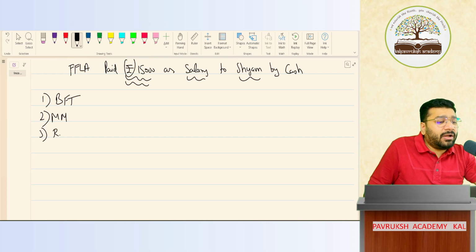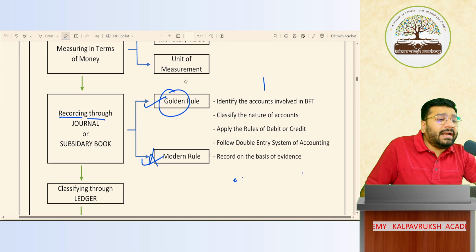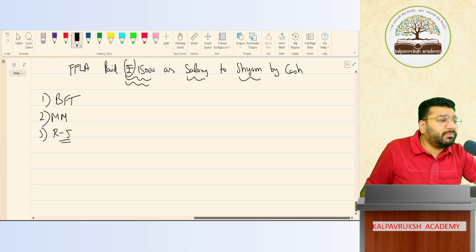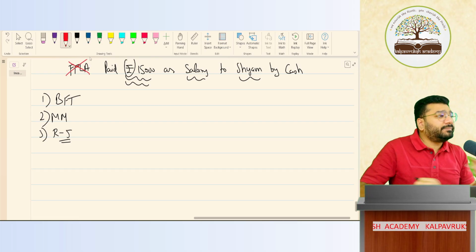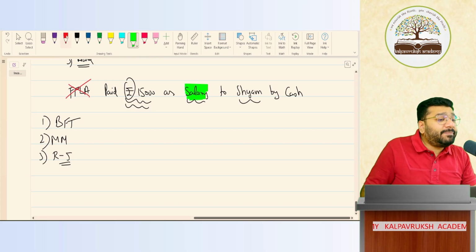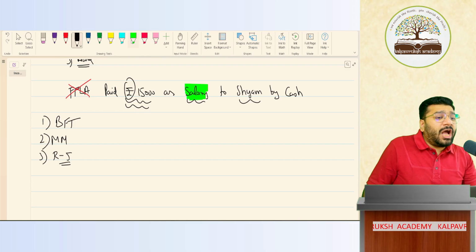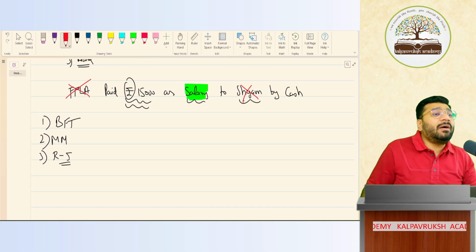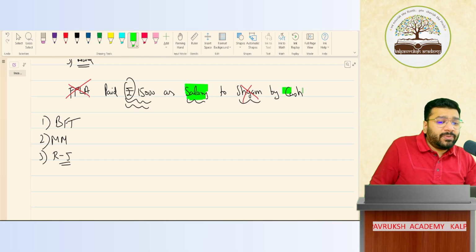Third is record through journal. In recording, what is the first step? In the BFT, identify the accounts involved. Which accounts do you want to capture? In FFLA's book of account, I will not capture the FFLA account. Salary is to be captured, because salary is expenditure and I need to record my expenditure. Then I will not capture Sham's account because money is already paid, so no need to remember the person's name. Sham's account will not be opened. Then cash will come.